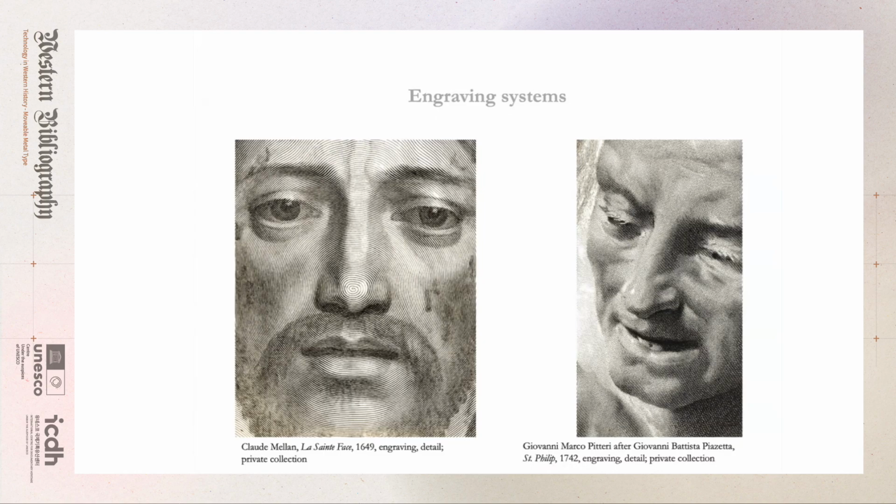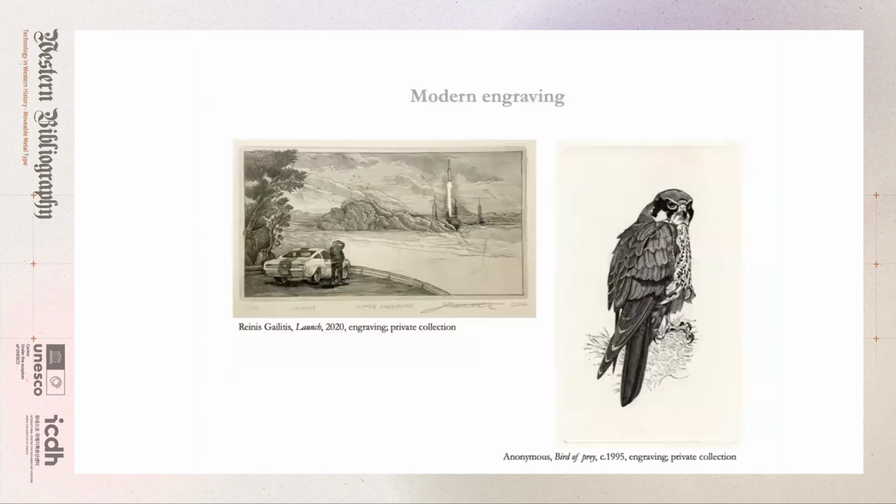Notice the spiraling line used to create the image on the left. The image on the right is created by rows of tiny triangular dashes. Manual engraving lost its prominence with the introduction of photomechanical techniques in the 19th century, but engraving is still practiced by artists today.